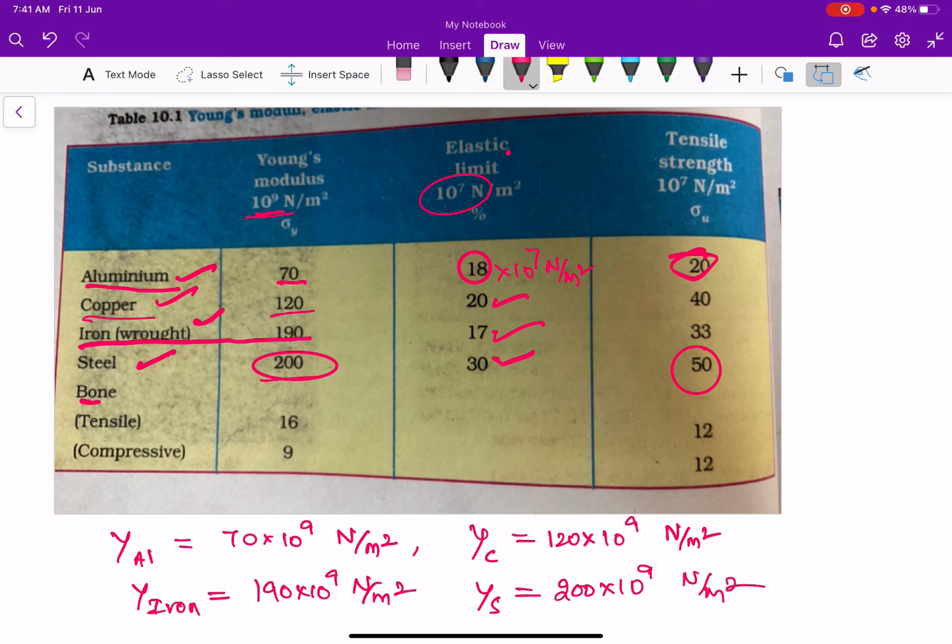For bone, the Young's modulus for the tensile case is 16 into 10 to the power of 9, and for compressive stress it is 9 into 10 to the power of 9. So these values will be useful in solving problems.